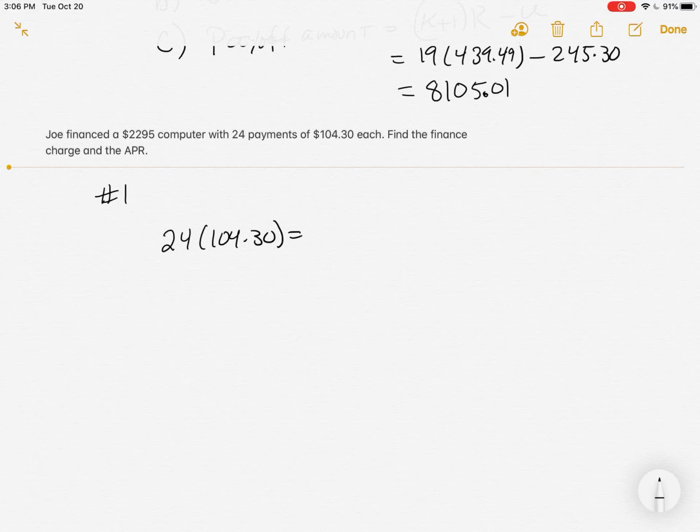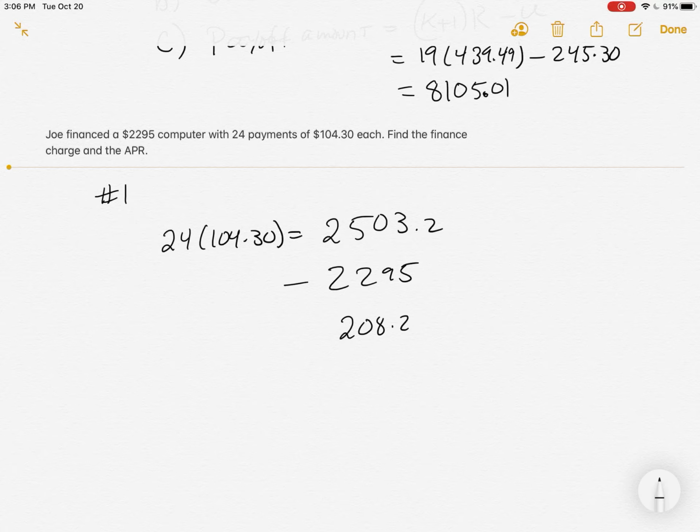104.30 is equal to 2503.2. Now we're going to subtract from that 2295. So let's subtract 2295, and we're going to get 208.2. That is the finance charge. That's how much we were overcharged on our loan in order to come up with that value.